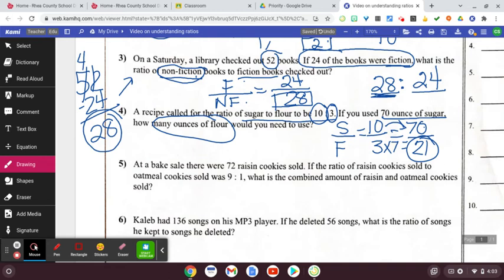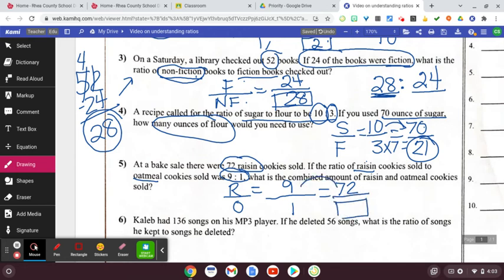Number 5 is very similar to number 2. So at a bake sale, there's 72 raisin cookies sold. The ratio of raisin to oatmeal was 9:1. What is the combined amount of raisin and oatmeal cookies sold? So in here, we've got raisin and oatmeal. I'm going to use R for raisin, O for oatmeal. And then we're going to use the ratio that they're giving us right over here to associate some numbers. So 9 has got to go with our raisin, 1 to oatmeal. And then it tells us we got 72 raisins. So 72 is going to go up on top. And we just have to find the missing number down here.